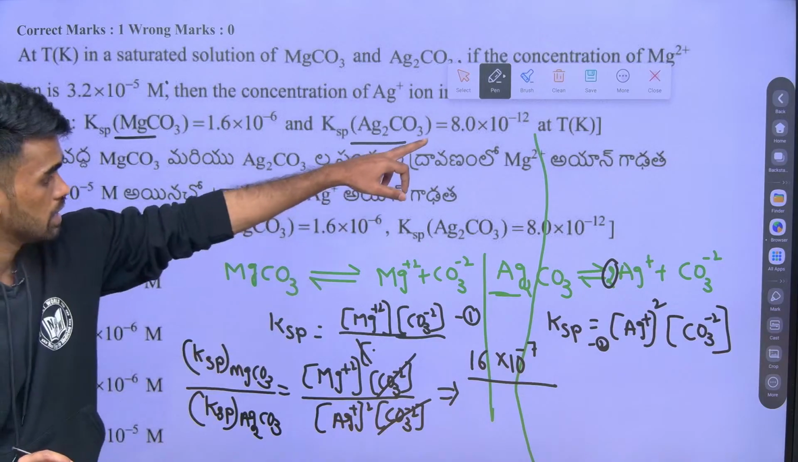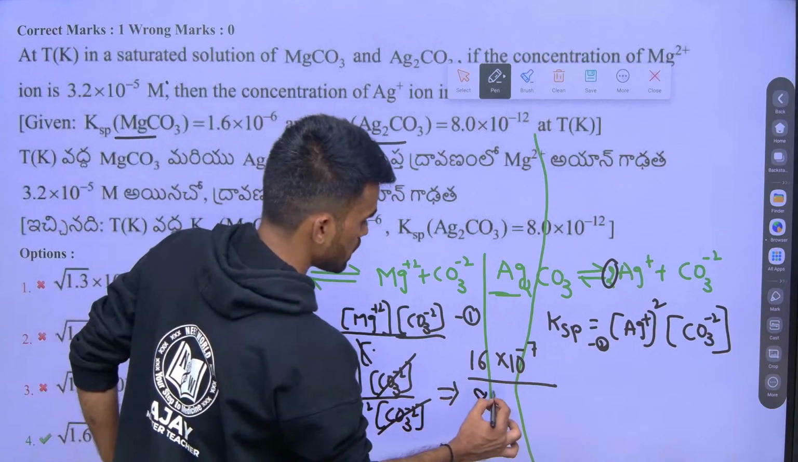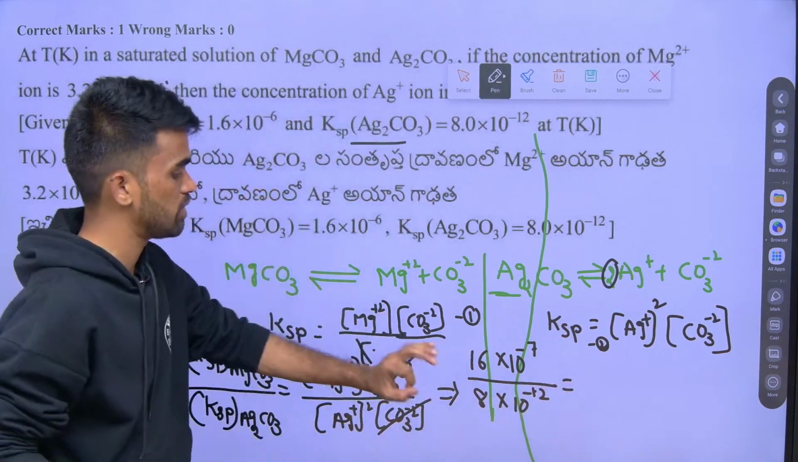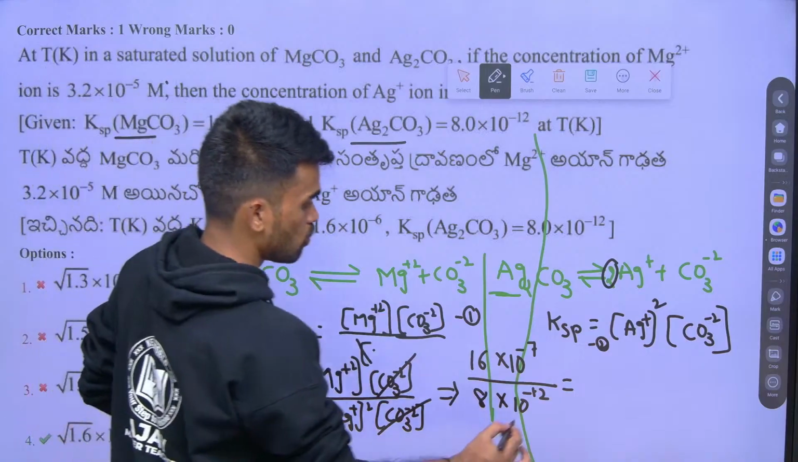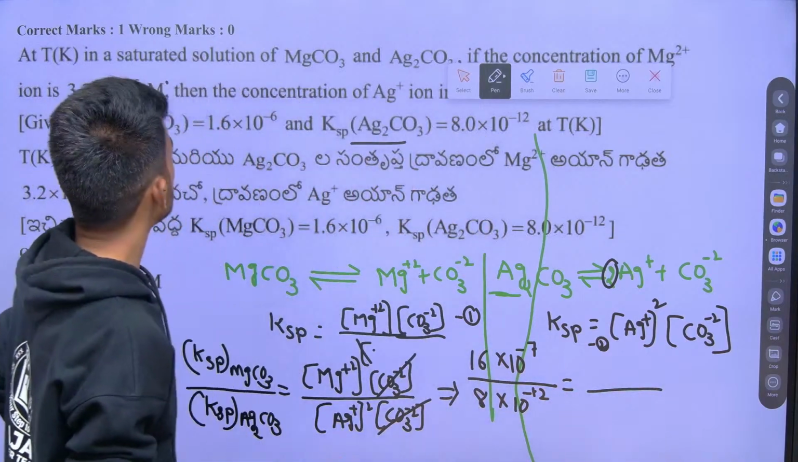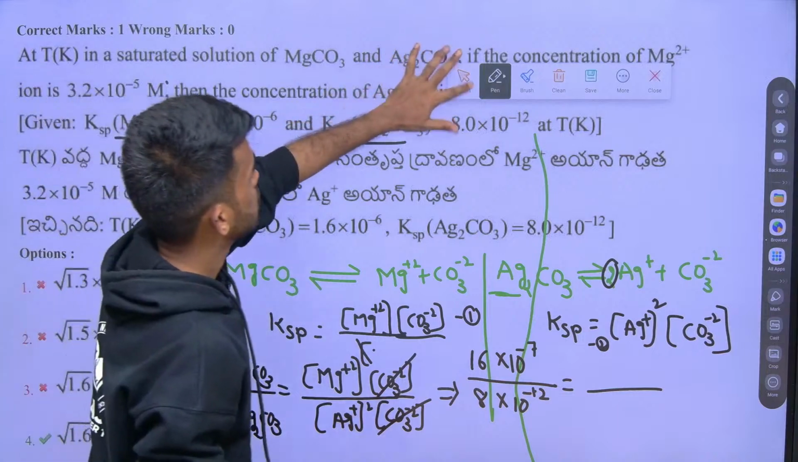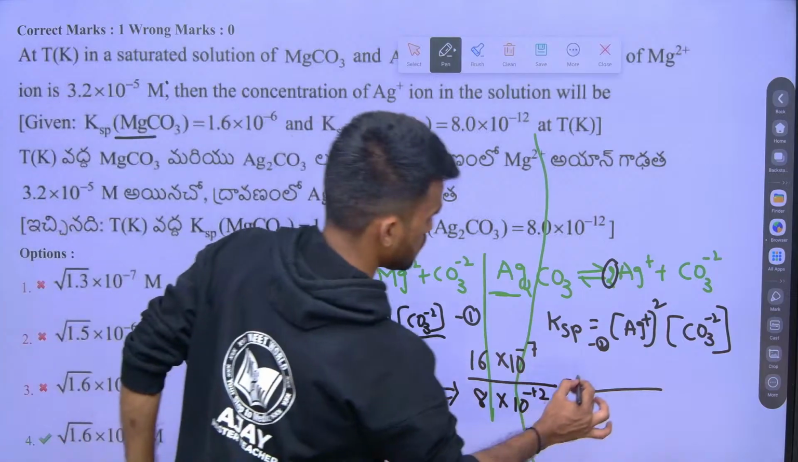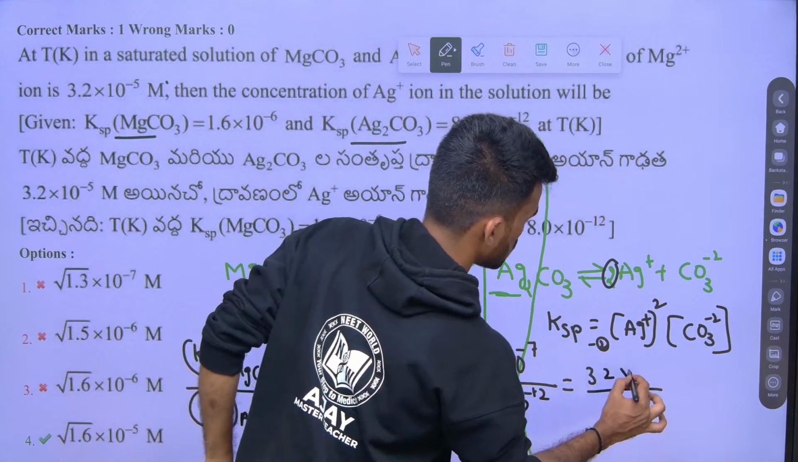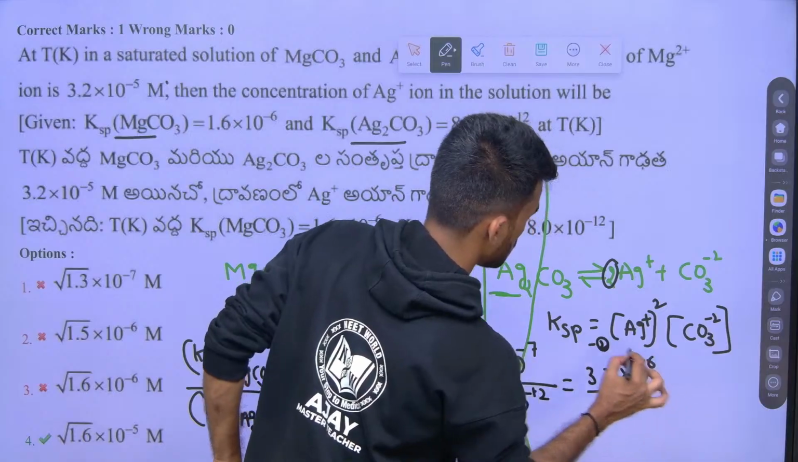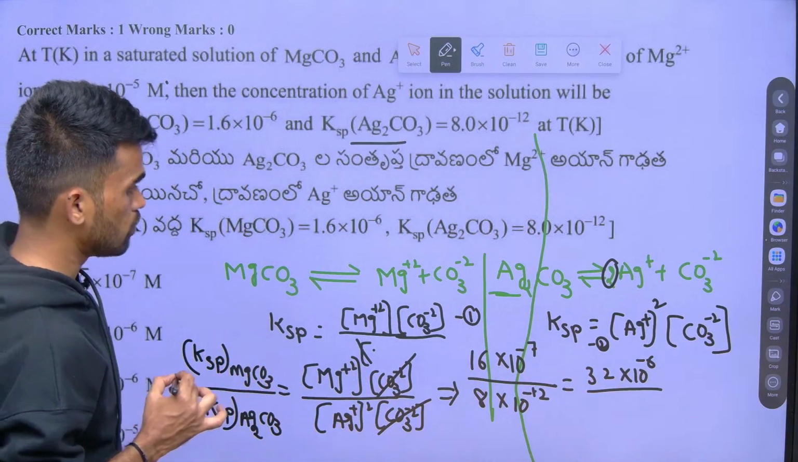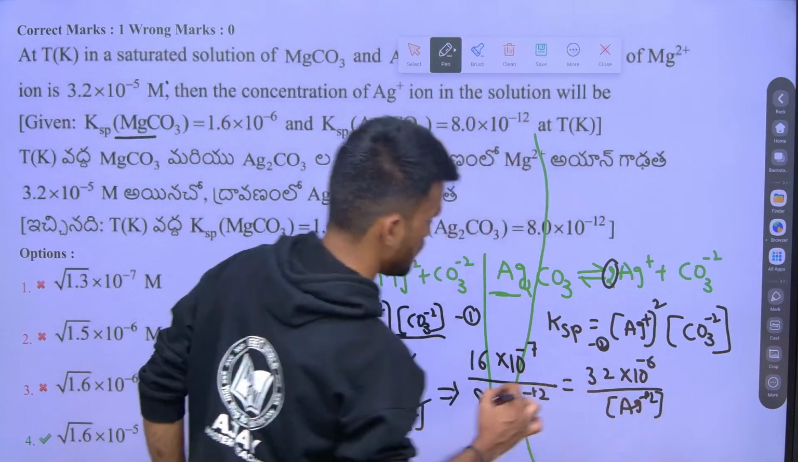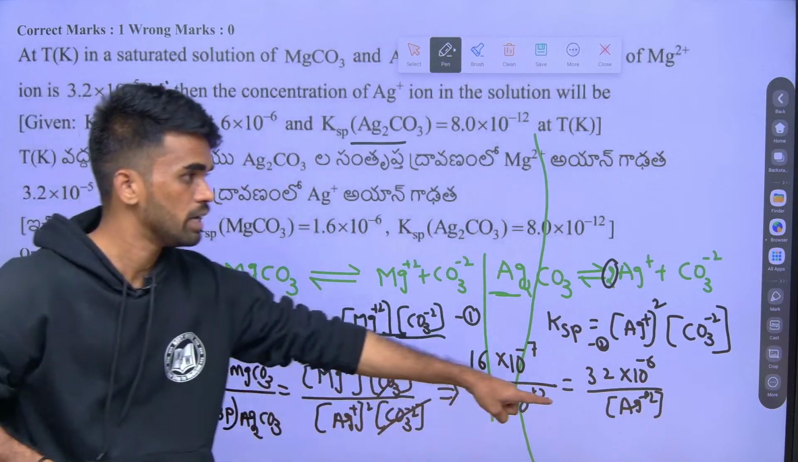Next, here 8 into 10 power minus 12. Whatever the data they gave, I am writing here. Then next, what is the concentration of magnesium given? So magnesium is 3.2 into 10 power minus 5. So I am writing 32 into 10 power minus 6. And now we need to find Ag plus. I hope this is clear how I am writing this equation. This is what we need to find in the denominator, right?